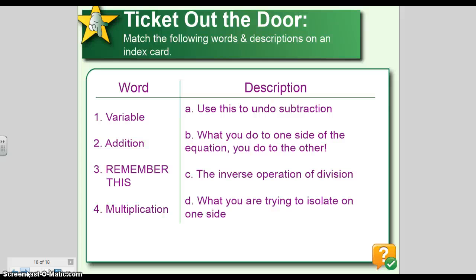And I think it's really important to remember this: what you do to one side of the equation, you do to the other. Keeping that balance of the equation is really hard for students to understand, especially when we get to the more advanced multi-step equations where they need to combine like terms and get all the variables to one side of the equal sign first.